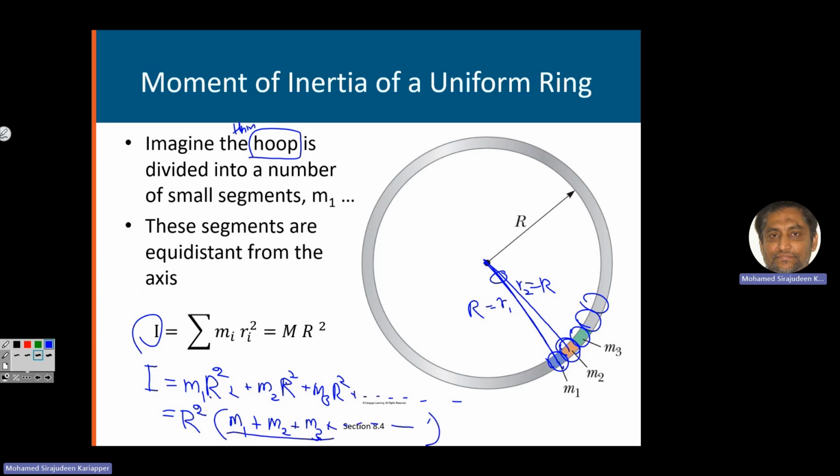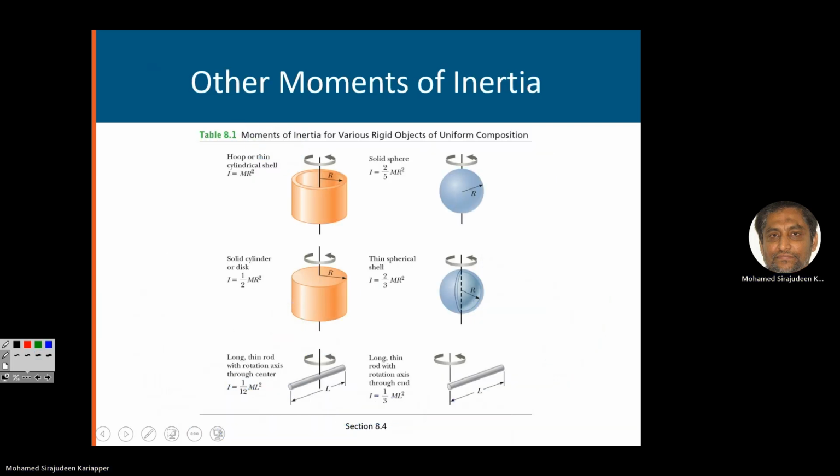Can you identify what this is? M1 plus M2 plus M3 plus M4 and so on is the total mass. So we are collecting all these pieces when adding them. So what do I have now? R squared times the total mass. We have found it. So we have now used our definition of the moment of inertia and figured out the moment of inertia for the ring about the central axis. It is equal to the total mass multiplied by the radius squared.